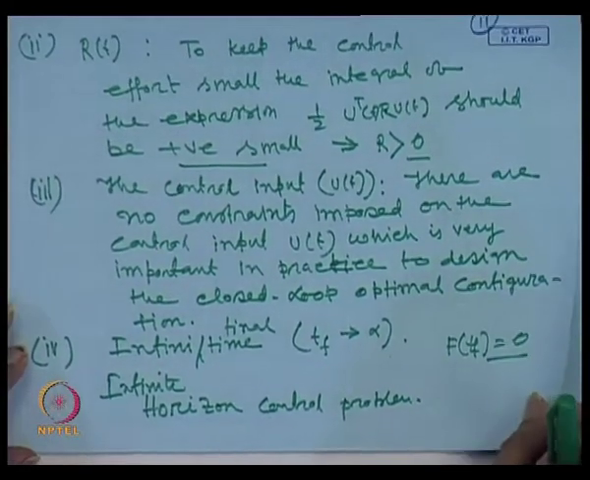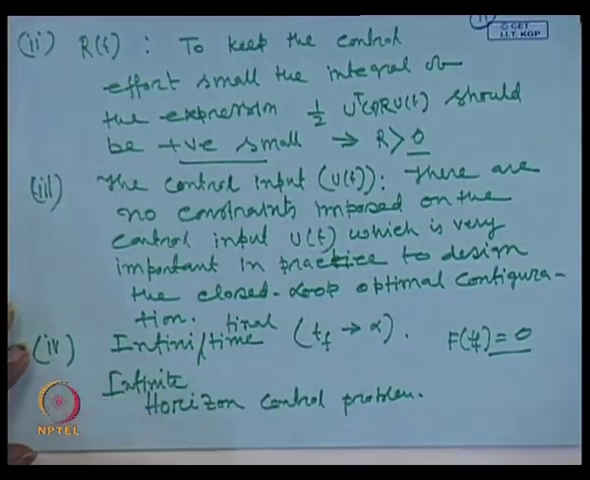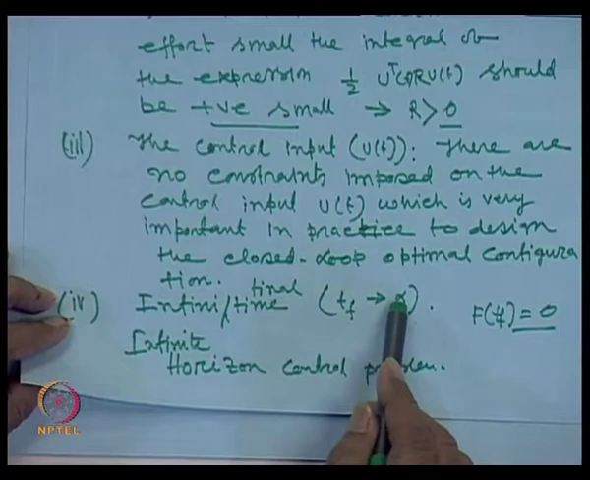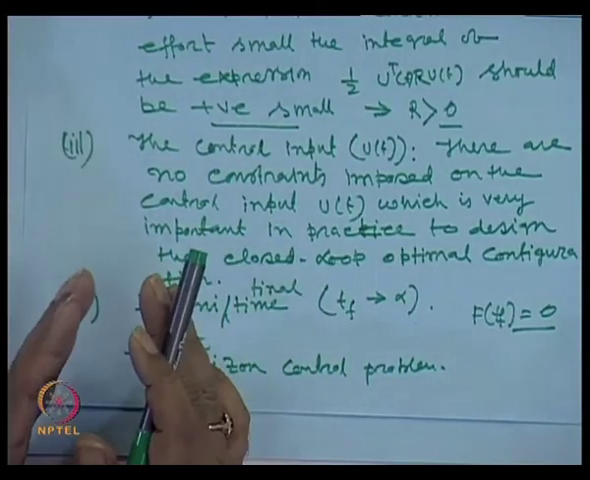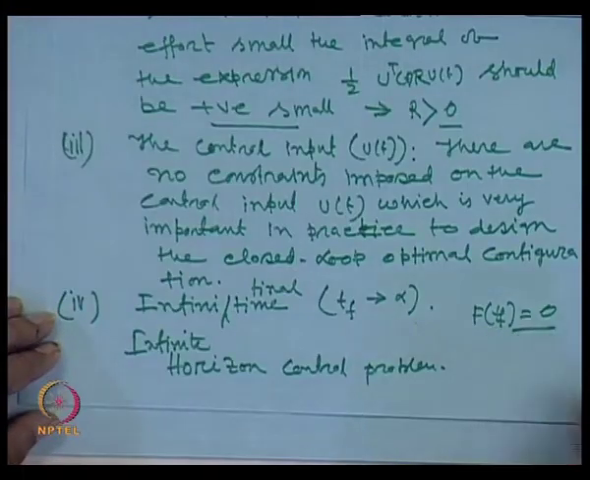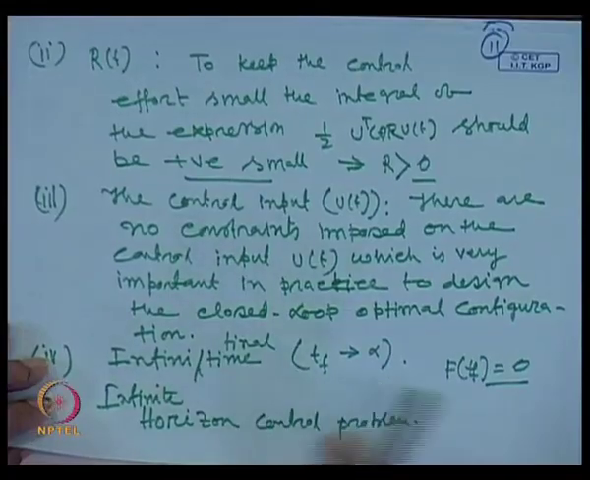And another 2 points are there, we will discuss in the next class. So, in the infinite time regulator problem, t tends to infinity, the state will reach the origin, near the equilibrium position. In that situation the terminal weighting function has no sense. So, we will assign F of T f equal to 0. That type of problem is called an infinite horizon control problem. So, we will stop here.